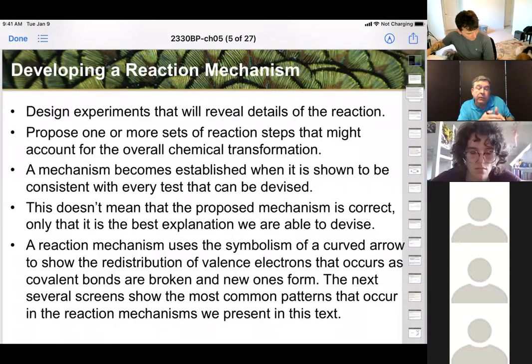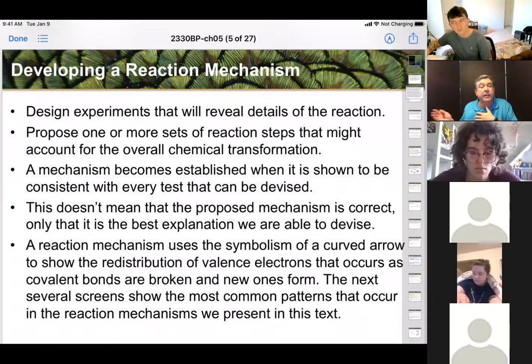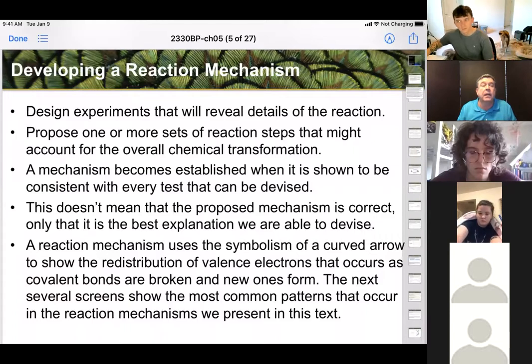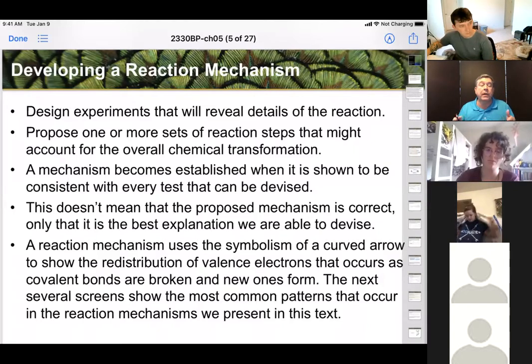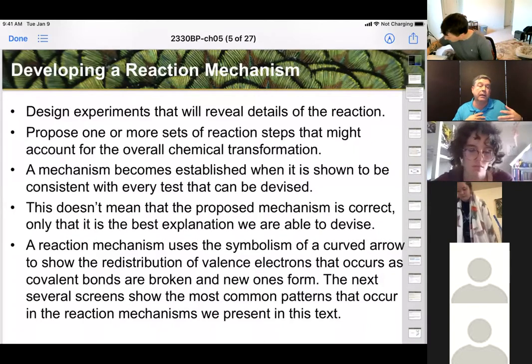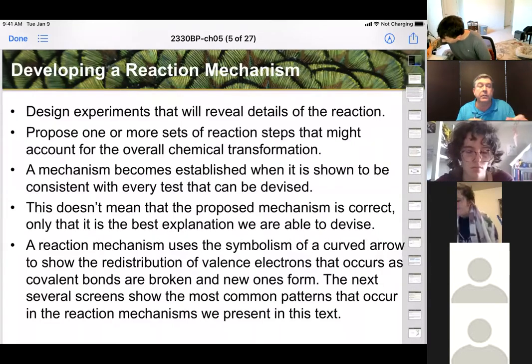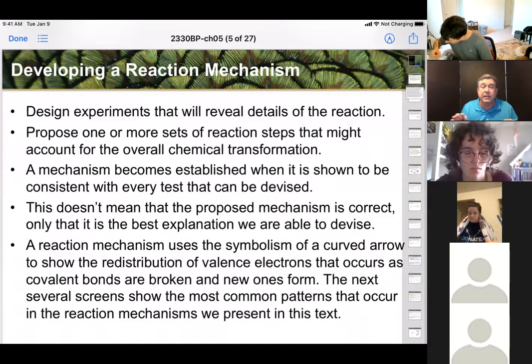So we can actually just do the first part, the first activation energy, without doing the rest and probe those different things. The mechanism becomes established when it is consistent with each and every experiment planned. So if my research group tests it five different ways and your research group tests five different ways and all the data is coherent and all agrees, we can consider it an established mechanism. This doesn't mean that any proposed mechanism is correct, but it seems to be the best explanation at the time with the evidence we have right now.